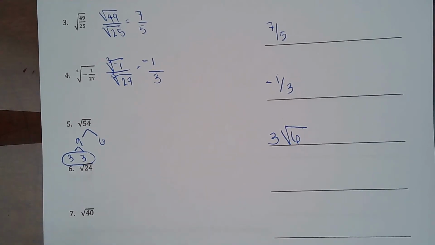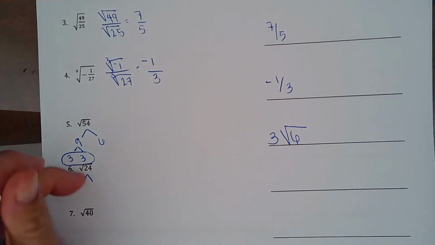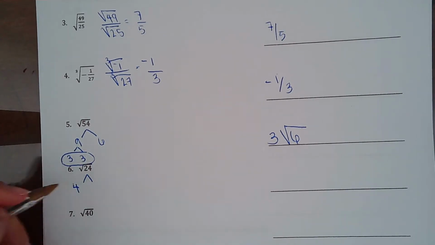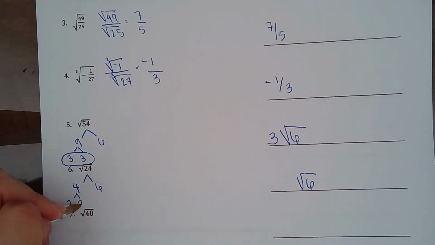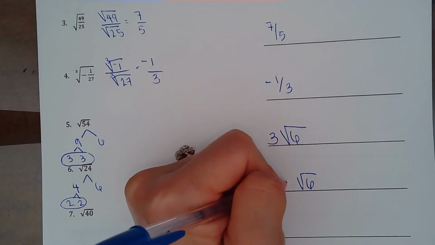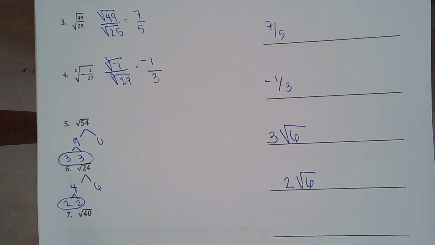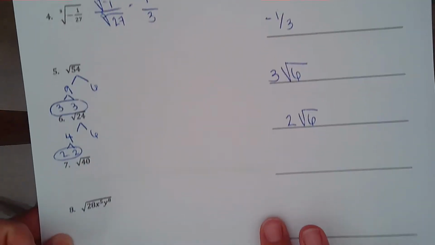Same thing with 24. The biggest perfect square that can go into 24 would be 4 and 6. We know that 6 can't be simplified any further, but the square root of 4 is 2 and 2, or just 2. So our answer would be 2 rad 6.